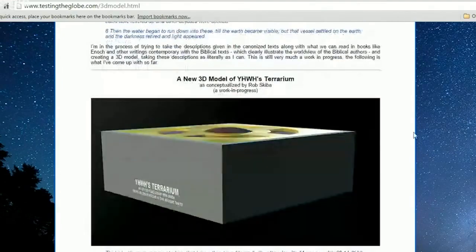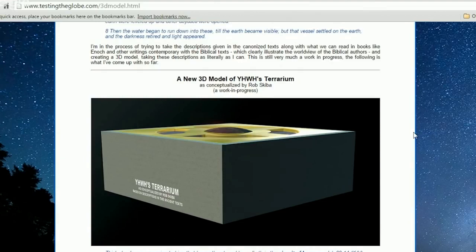I'm in the process of trying to take the descriptions given in the canonized text, along with what we can read in books like Enoch and other writings contemporary with the biblical text, which clearly illustrate the worldview of the biblical authors, and creating a 3D model, taking these descriptions as literally as I can. This is still very much a work in progress. The following is what I've come up with so far.